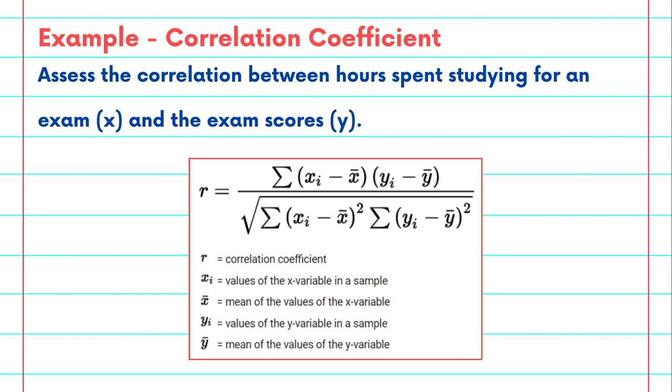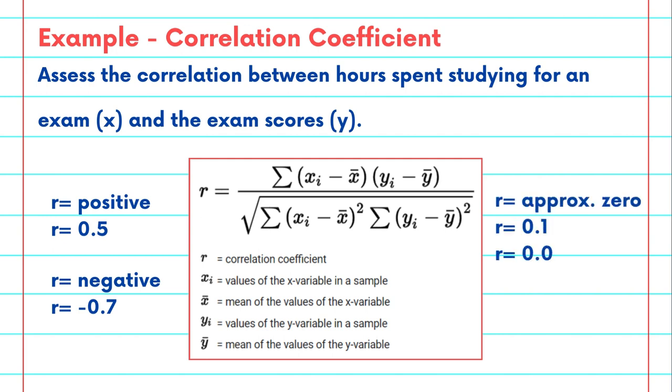If R is positive, it indicates a positive correlation, suggesting that as study time increases, exam scores tend to increase as well. If R is negative, it indicates a negative correlation, suggesting that as study time increases, exam scores tend to decrease. If R is close to 0, for example 0.1 or 0, it indicates little to no correlation, suggesting that study time and exam scores are not strongly related at all.